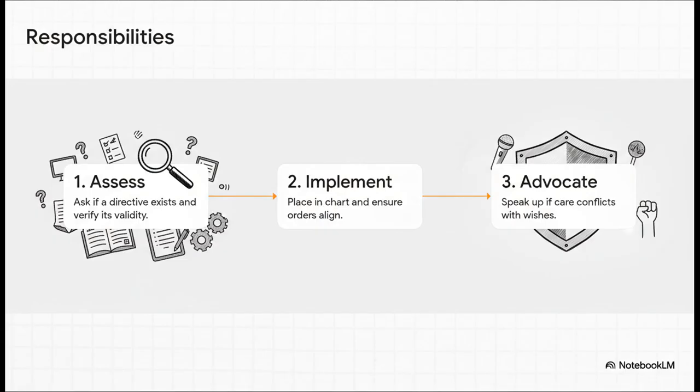1, you assess. When that patient comes in, you have to ask, do you have an advanced directive? 2, you implement. You get a copy of that document, you make sure it's in the chart, and you make sure the whole team knows about it. And 3, and this is the big one, you advocate. You are the patient's protector. If you see care happening that goes against their wishes, you have to speak up.